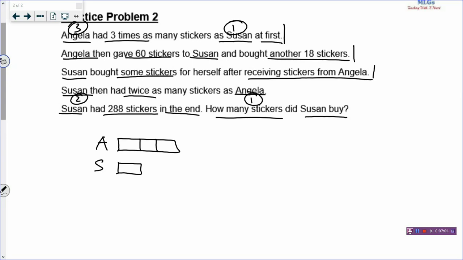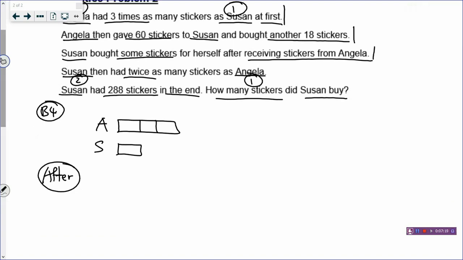And then Susan had twice as many as Angela. So this is the after. Which means that this question is actually a before and after. So you have 2 sets of model. Okay, so in the after, how do you draw? Susan had 2 boxes, and Angela has 1 box. Okay, so let's draw that.